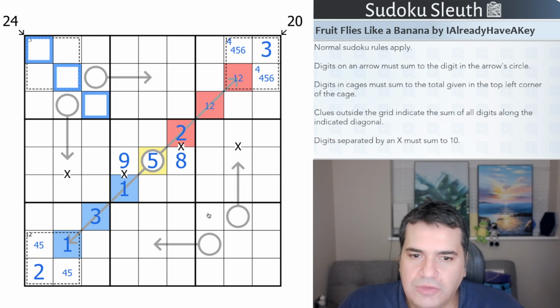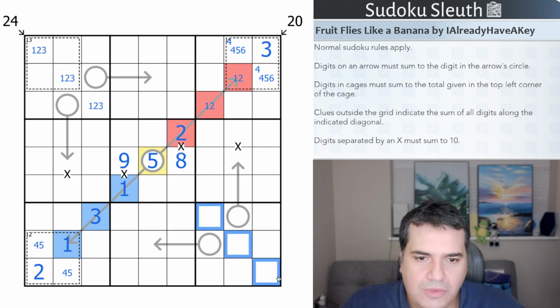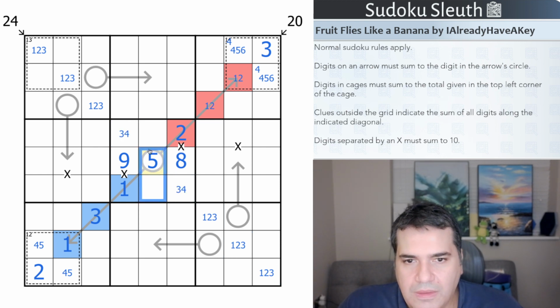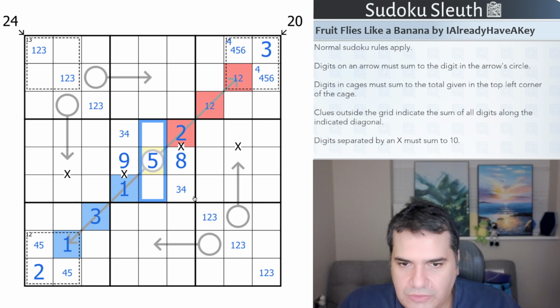So if this is 6, this is 6, that's already 12. And the minimum I can make this is 12 again. 3, 4, 5, because 1 and 2 are not available. So this is actually forced. This is 1, 2, 3. This is 1, 2, 3. This is 3, 4. And therefore, I guess this is 6, 7. Yep.